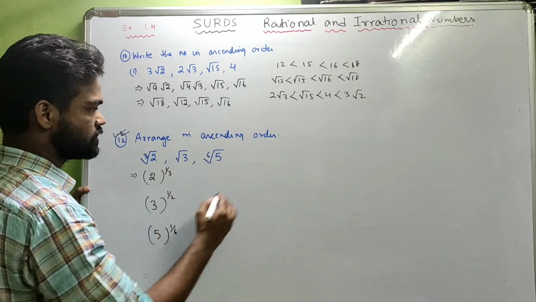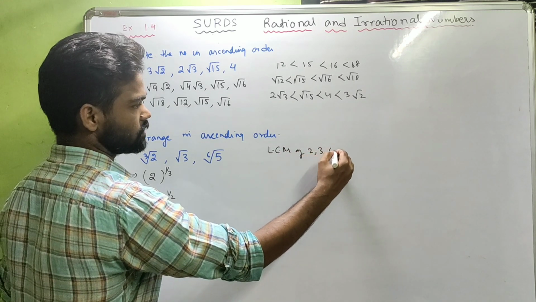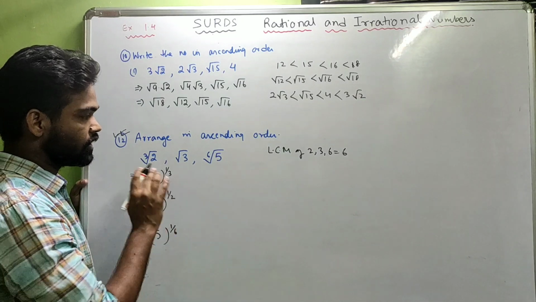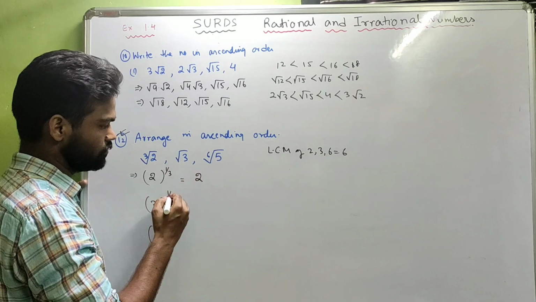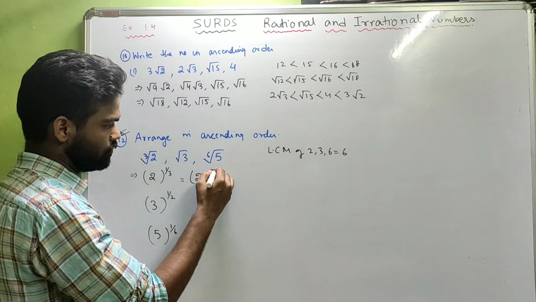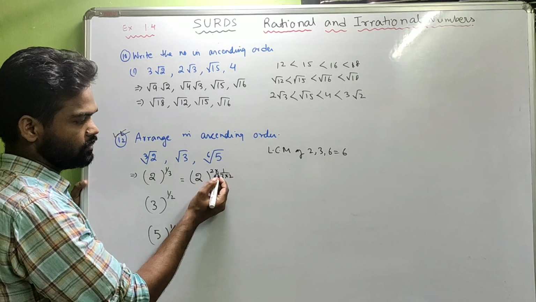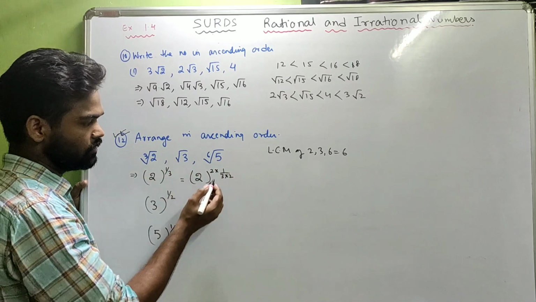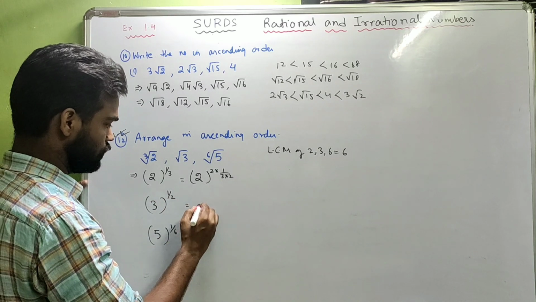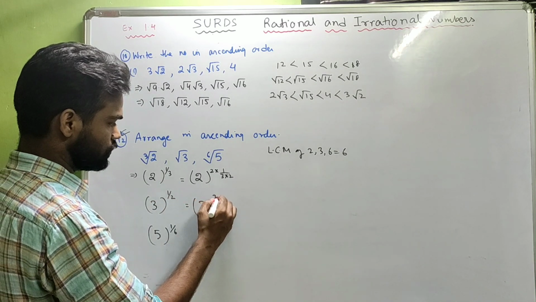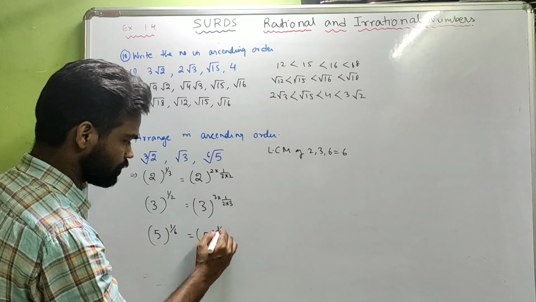Now 3, 2 and 6. LCM of 2, 3 and 6 is 6. What we'll do, we'll try to make the order same. How? Look over here. Can I write this as 2 to the power 1 by 3 into 2? It remains the same thing. See, in the power, what I did, I multiplied the numerator and the denominator by 2. Okay, I can do like this. Similarly, over here 3 to the power 3 into 1 by 2 into 3. Similarly this as it is.